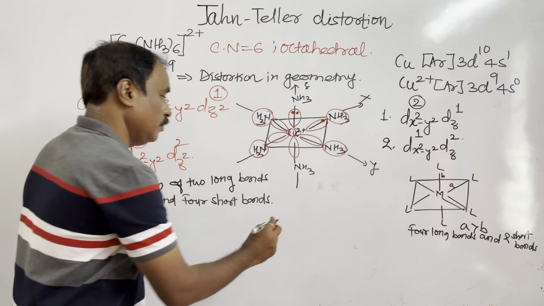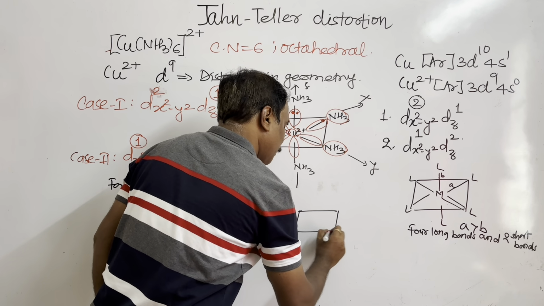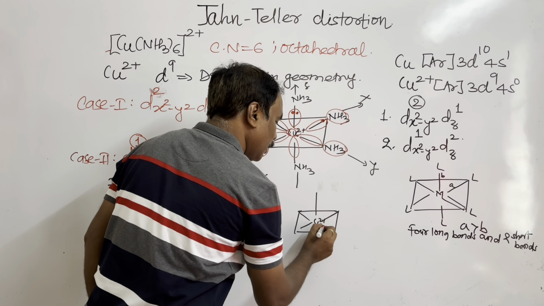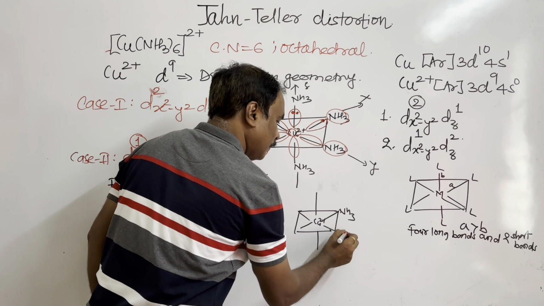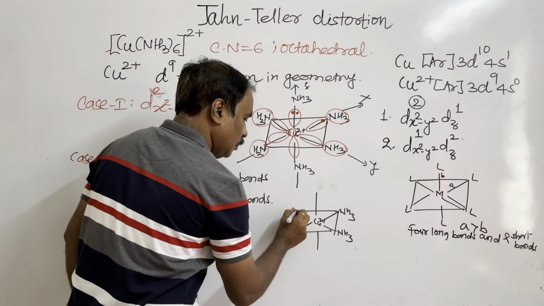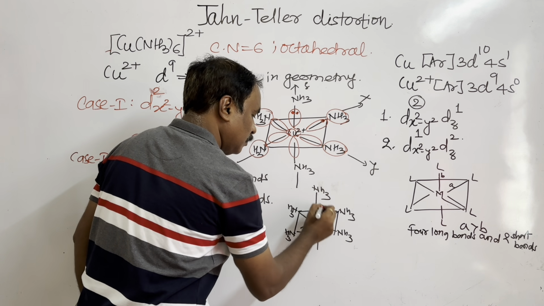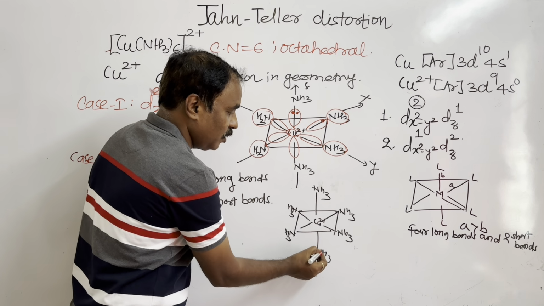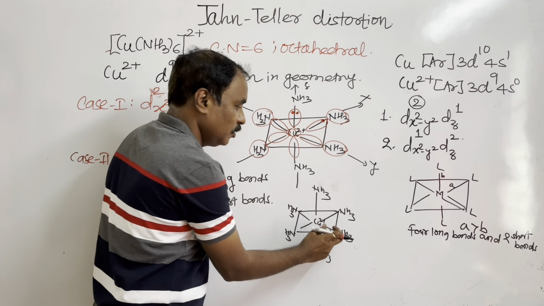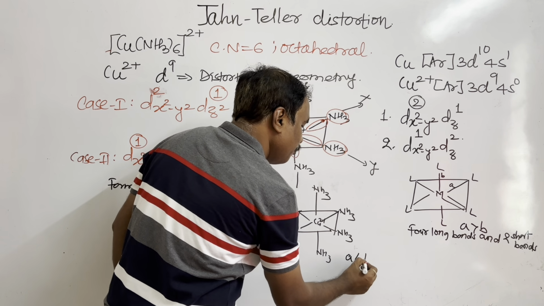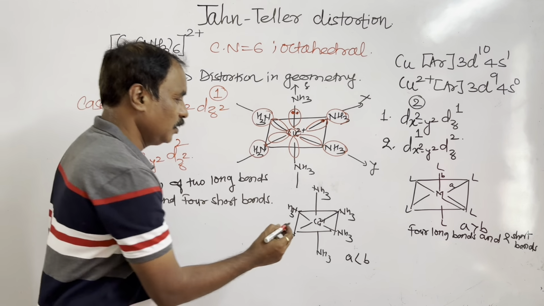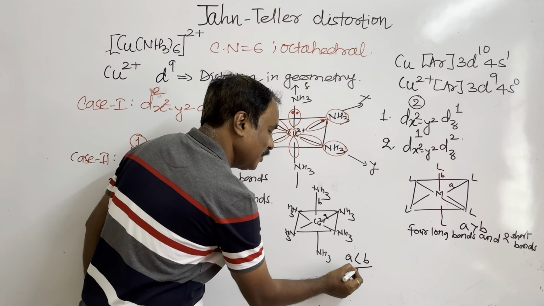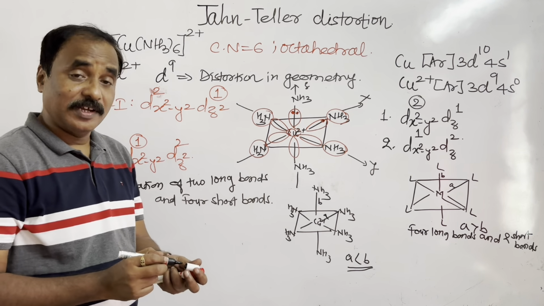So what will the geometry be? It is like this. Here it is copper, that is Cu plus 2, with equatorial ammonia and axial ammonia. So here there is elongation of axial bonds and formation of two long bonds and four short bonds. So here A is less than B, with equatorial bonds A and axial bonds B. The equatorial bonds are small, and A is less than that of B.